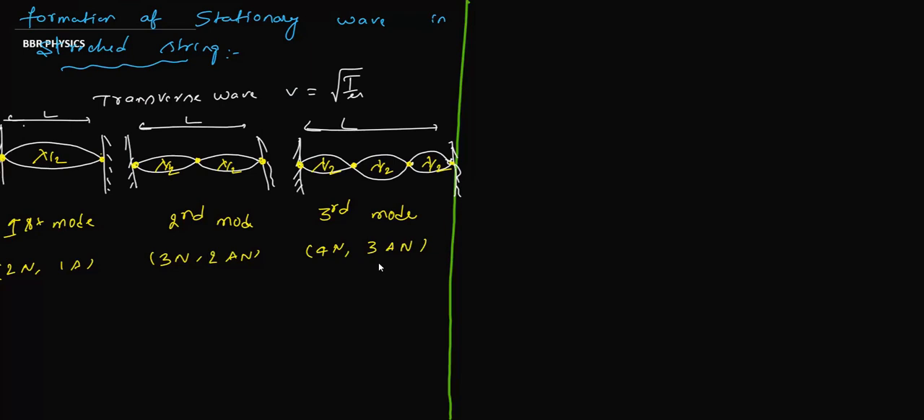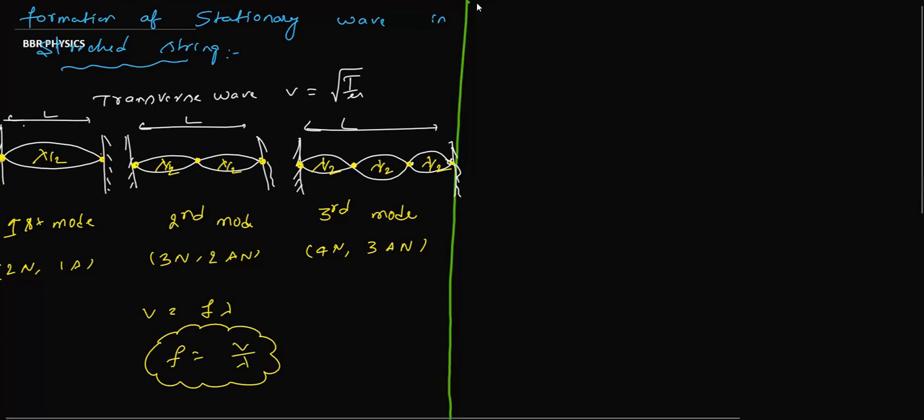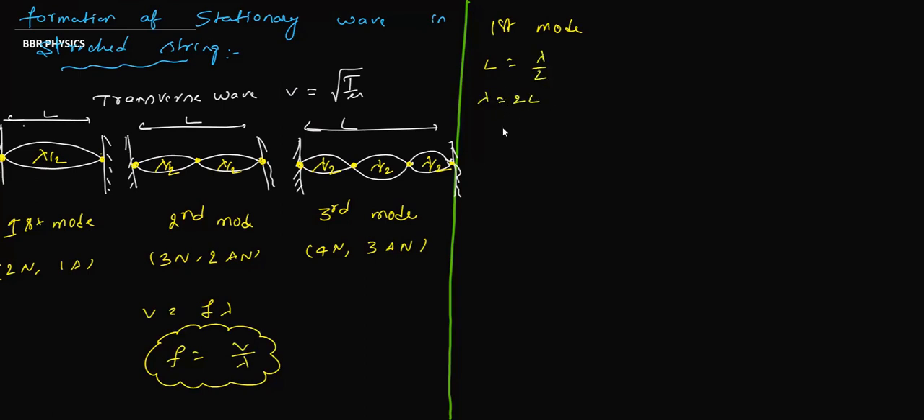For frequency, we remember the formula V equals F lambda, so F equals V by lambda. The same formula is used here. Now we have the first, second and third modes. Let us discuss the first mode first. The length L is balanced by lambda by 2, so L equals lambda by 2 and lambda equals 2L. Frequency is V by lambda, so F1 equals V by 2L, which is called the fundamental frequency.